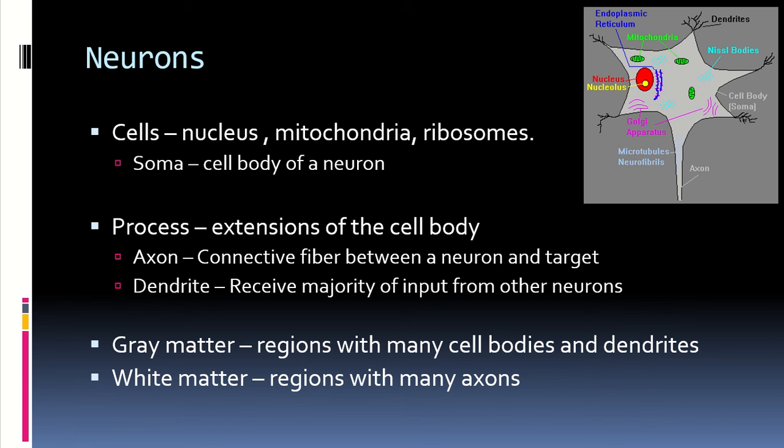Gray matter is simply regions where there are many cell bodies, as well as dendrites, because those are very close to the cell body, whereas white matter is where there are regions of a high collection of axon extensions. And again, it's white matter because there's a lot of fatty encasing around axons.